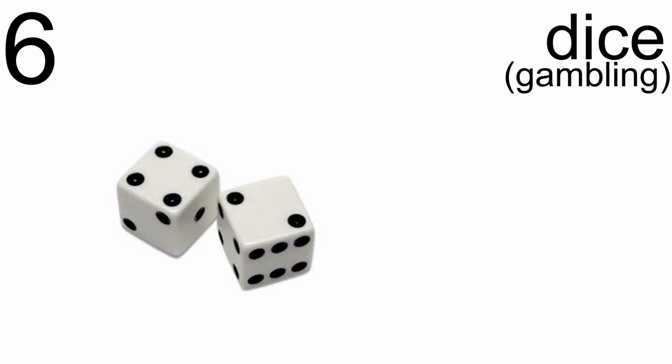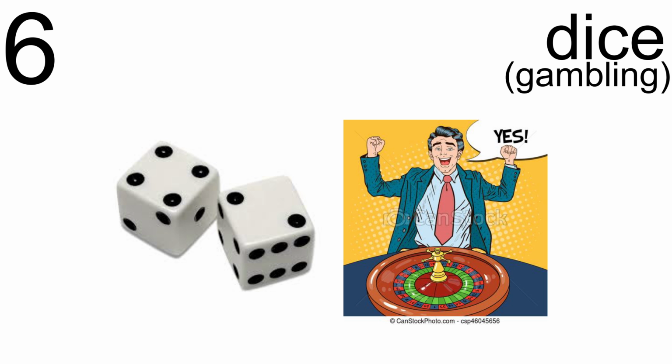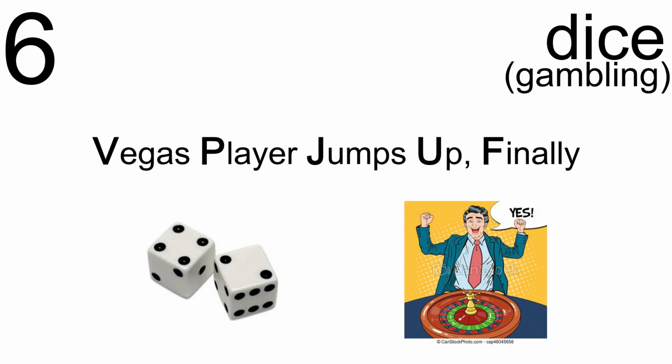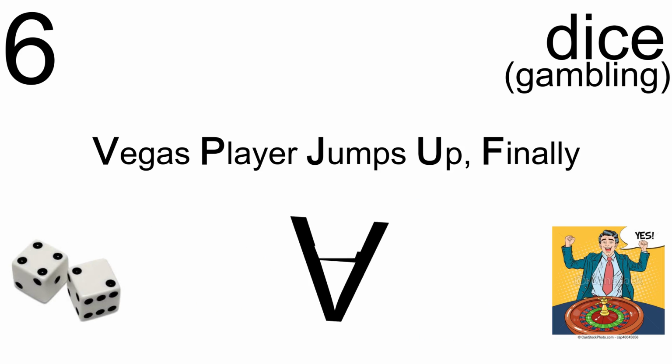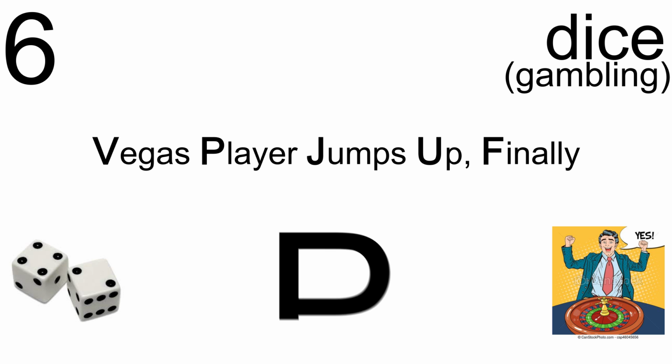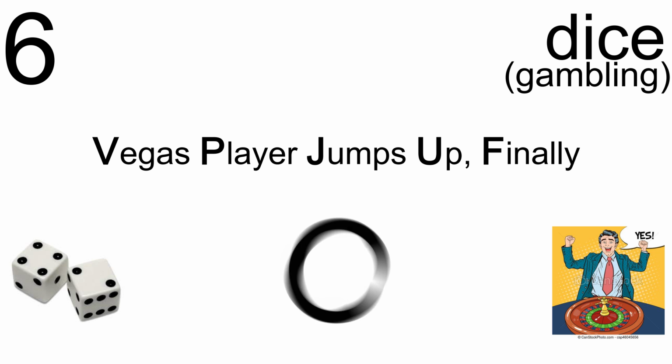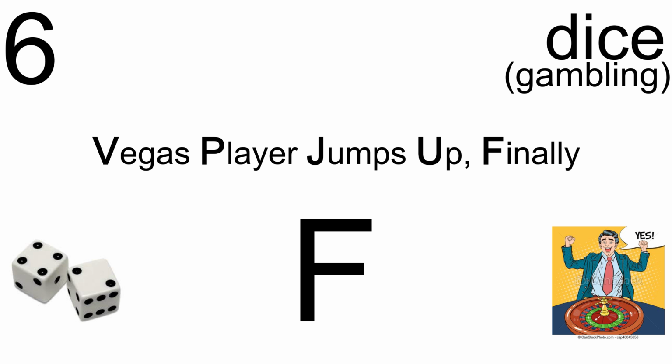6, for me that made me think of a dice. So gambling in Las Vegas. Vegas player jumps up finally. There's a bedraggled guy, he's been gambling for hours and losing all his cash. Finally he gets a turn of good luck, so Vegas player jumps up finally. Think the phrase and say the notes. A sharp, D sharp, G sharp, C sharp, F.